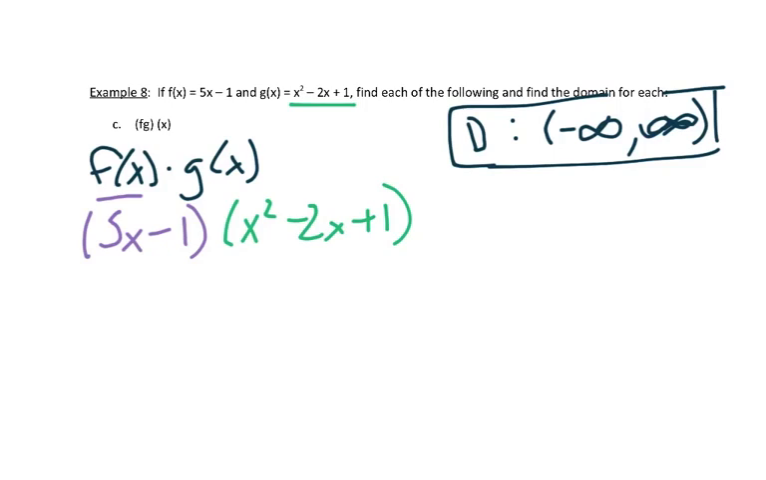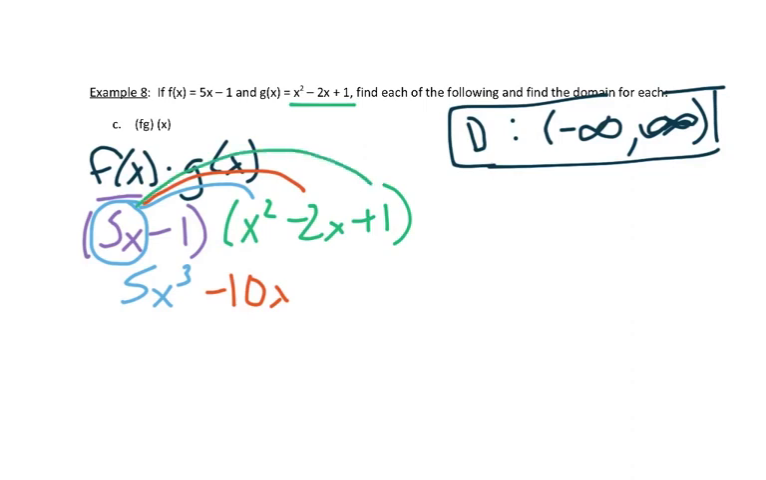And then we need to multiply this to simplify. So to do that, we start with 5x times x squared. It gives us 5x to the third. And then 5x times a negative 2x is negative 10x. And then 5x times a positive 1 is a positive 5x. I made a little bit of a mistake here though. 5x times a negative 2x is 10x squared, negative 10x squared.